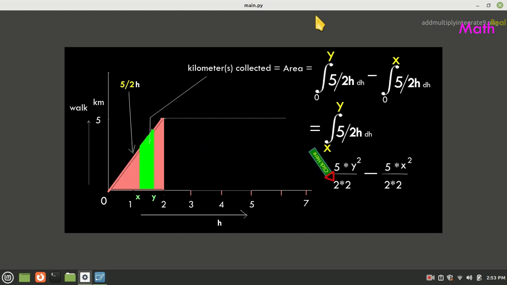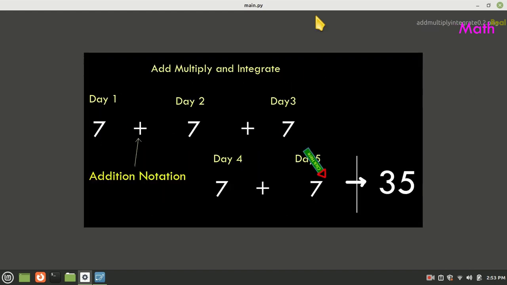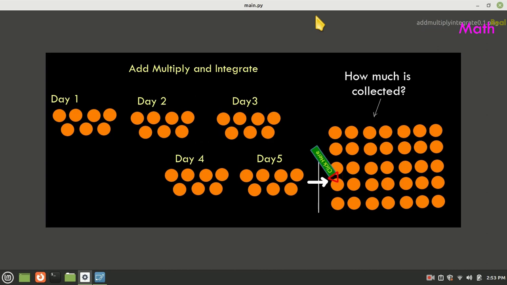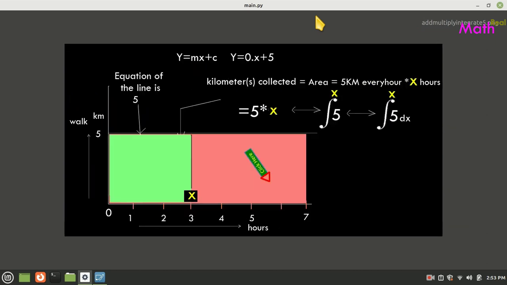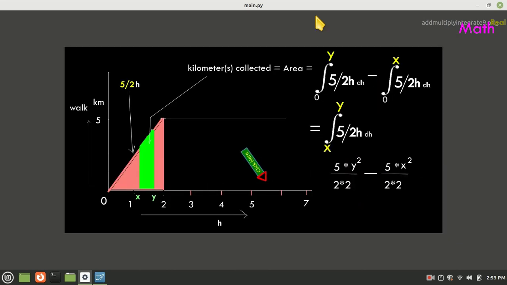Okay, so we started with simple addition, and that addition came to this stage. That person's speed is not continuous. He is changing his speed.